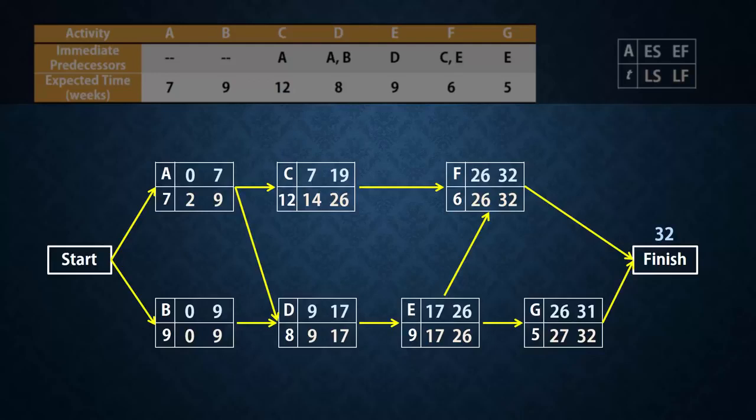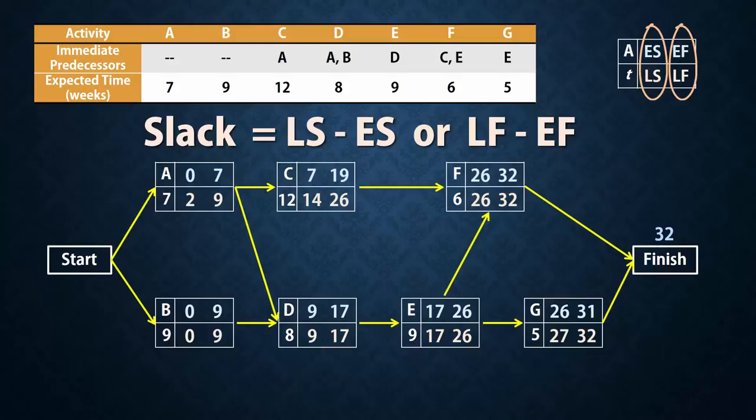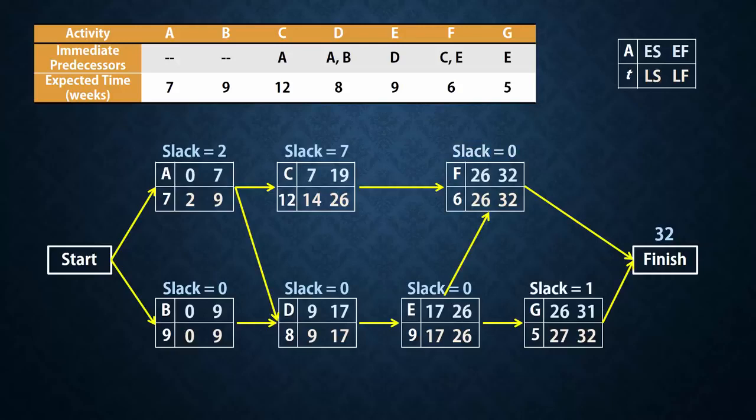Now, slack for an activity is defined as how long the activity can be delayed without extending or increasing the project's completion time. And it is calculated as LS minus ES or LF minus EF. So the slack for A will be 2 minus 0 or 9 minus 7, which will be 2. The slack for B will then be 0. For C, it will be 7. For D, 0. For E, 0. For F, 0. And for G, 1.